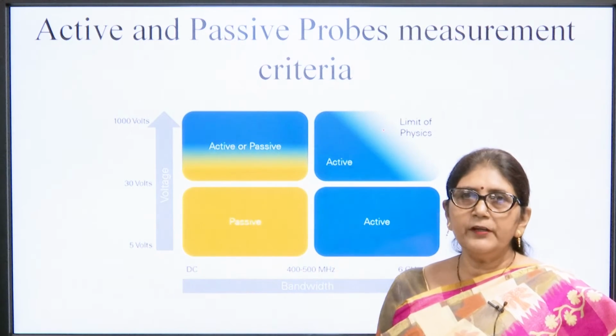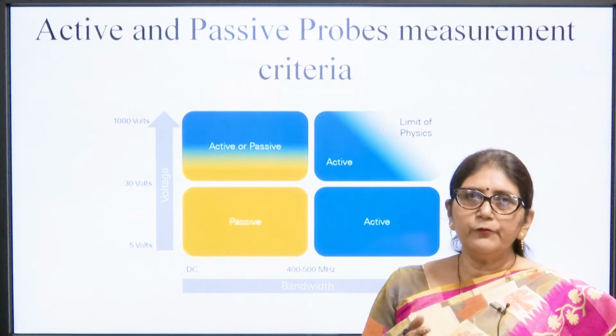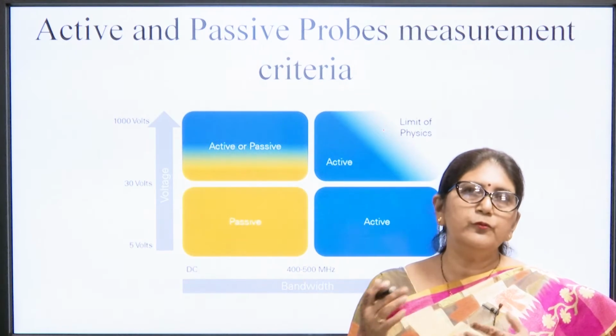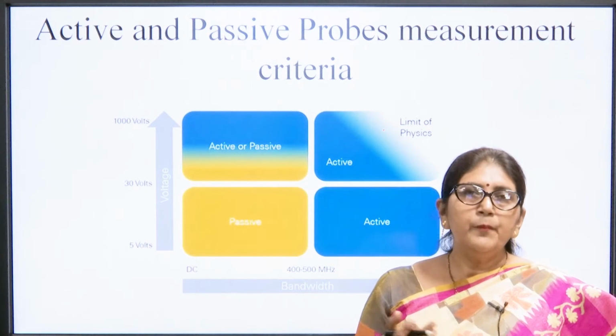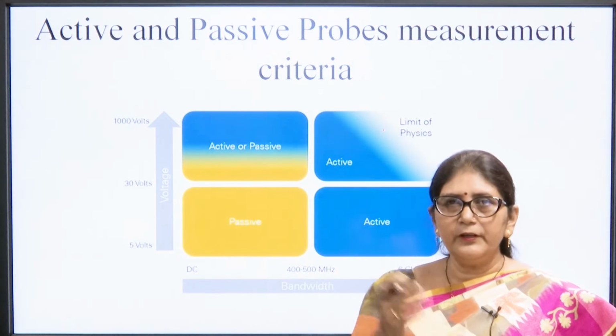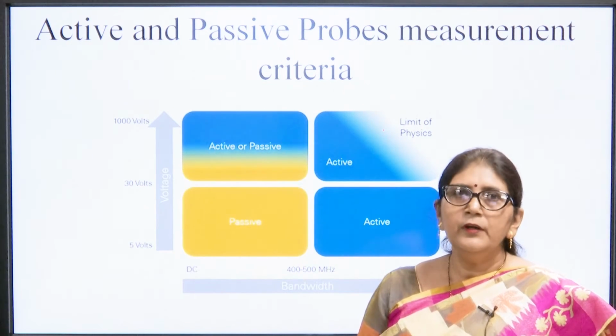So, up to 500 megahertz we can use a passive probe, and similarly in voltage we can use a passive probe up to approximately 200 to 300 volts. But if we use this passive probe for higher voltage, then it will not give the accurate value.